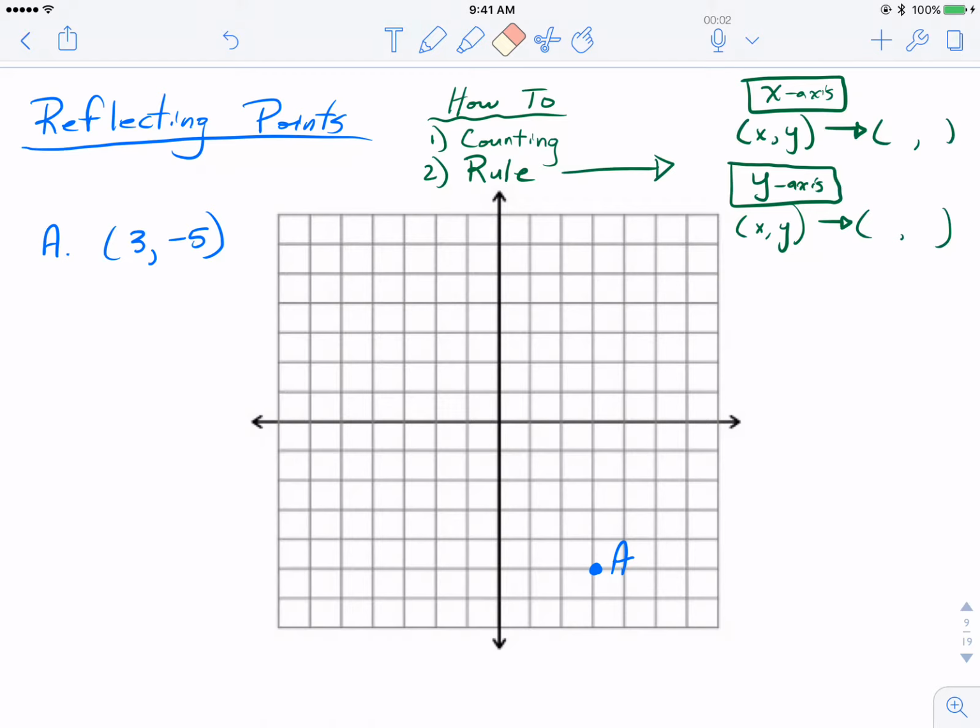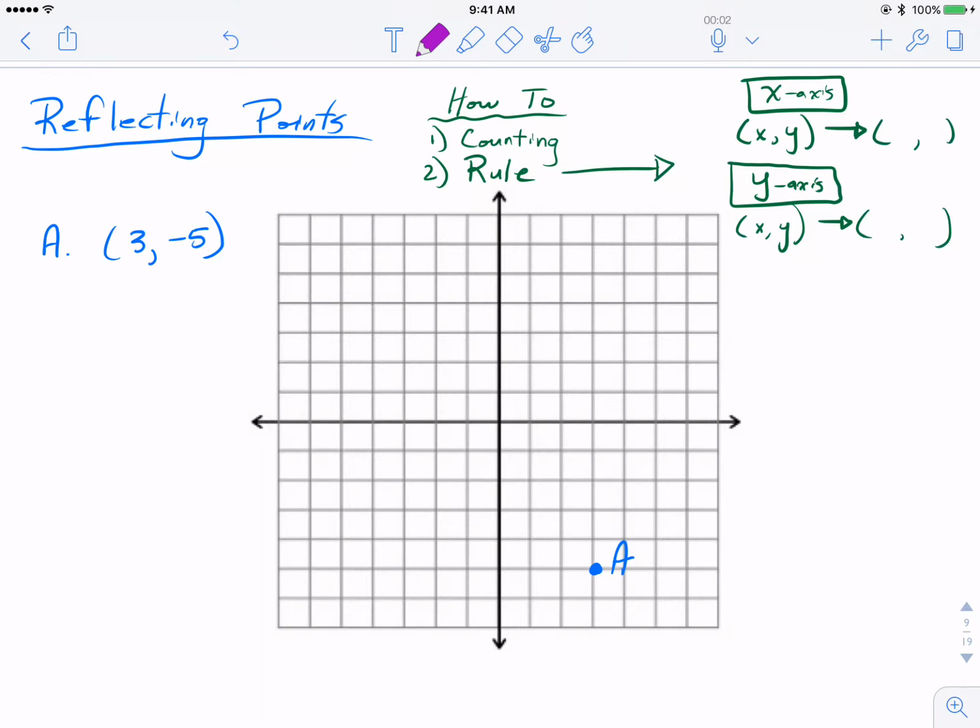Hello everybody. In this video we're going to be taking a look at how you can reflect coordinates. We'll go over two different methods on how to do this, and we'll do some examples together. So first, what are the two different methods we can use to reflect points?